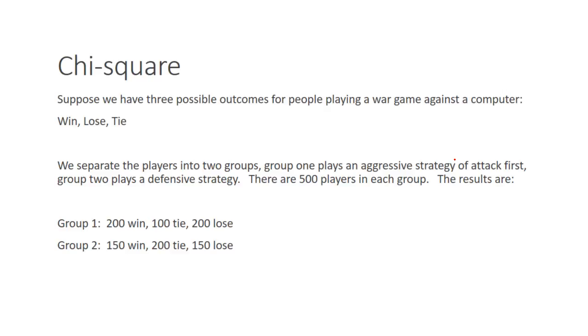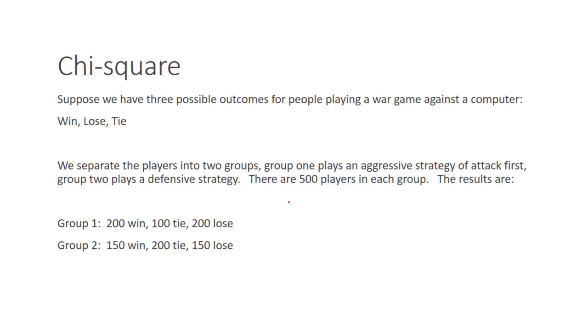And we have 500 people in each group. And the results are, in the aggressive strategy, they win 200 times, they tie 100 times, they lose 200 times. In the defensive strategy, they win 150 times, they tie 200 times, and they lose 150 times.